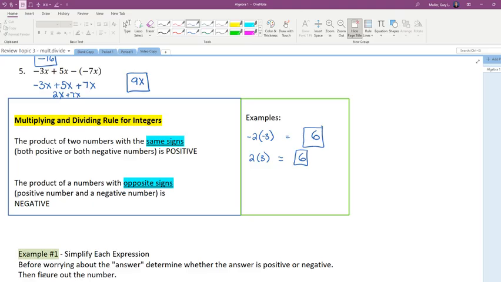If you're a calculator person, you shouldn't need to type in negative 2 times negative 3 in your calculator. You already know a negative times a negative is going to be a positive. Now you just need to know what the number is. So just do 2 times 3 in your calculator.